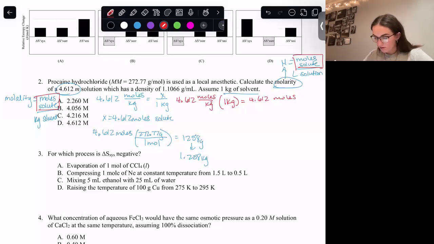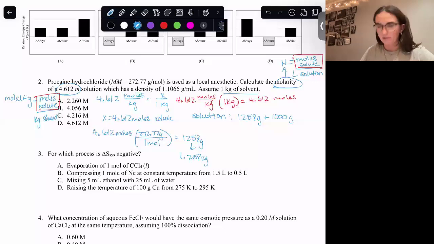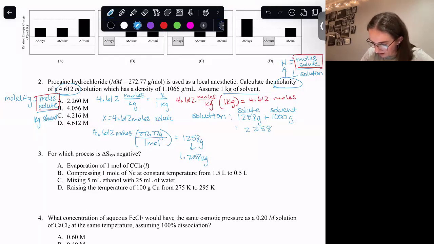Okay, so once we have the grams of our solute, in order to get the solution, that's going to be 1,258 grams of solute plus 1,000 grams of solvent, because 1 kilogram is 1,000 grams. So we have 2,258 grams of solution.